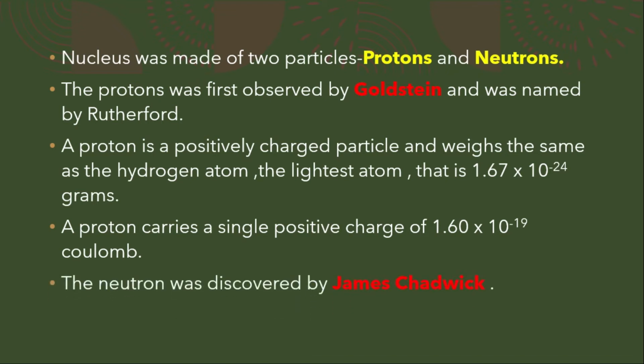The neutron, another subatomic particle, was discovered by James Chadwick. Chadwick also got the Nobel Prize in Physics for his discovery of the neutron. And as we understood, the atom is divided into three different types of particles: electrons, protons and neutrons, and these particles are known as fundamental particles or subatomic particles.